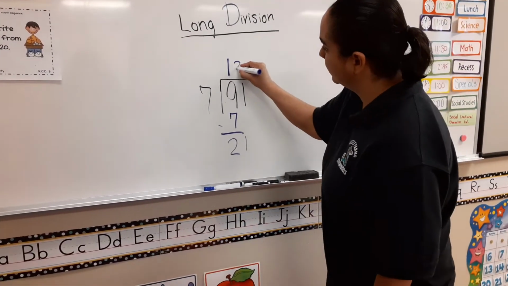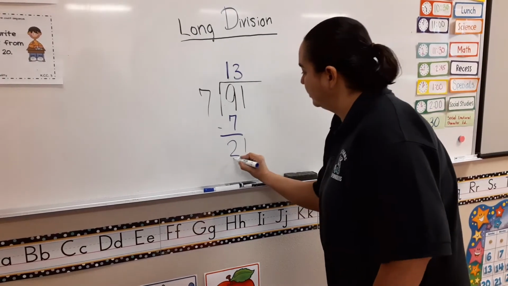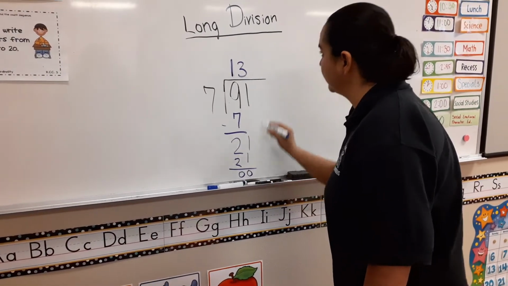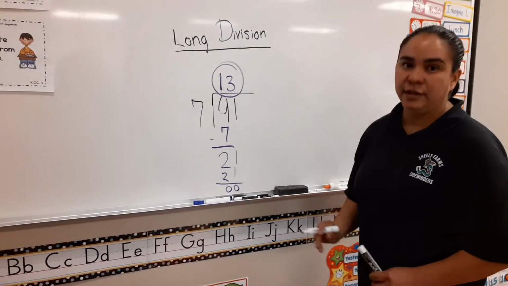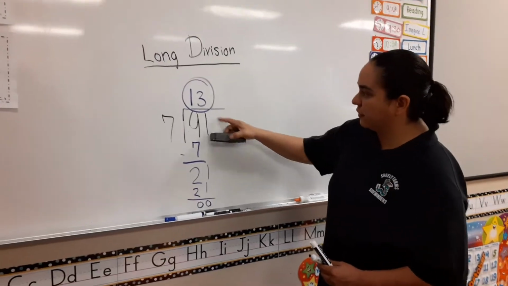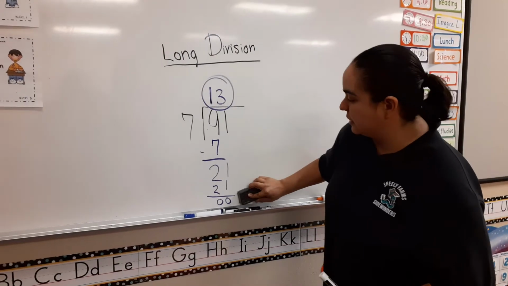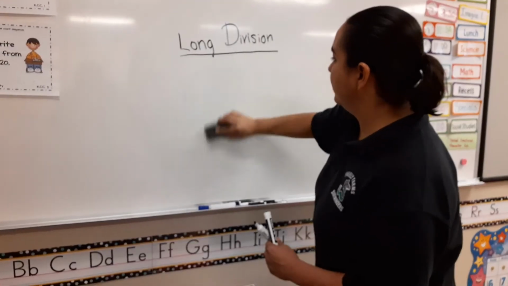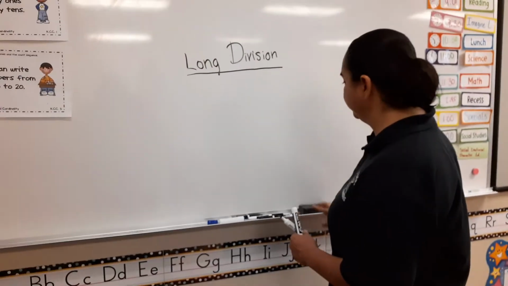3. Great. It goes in evenly, so no remainder. Circle your answer. Good job. Okay? So next, make sure you're writing this down on a scratch piece of paper.